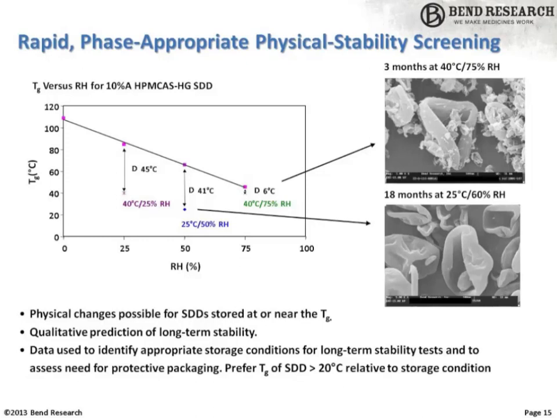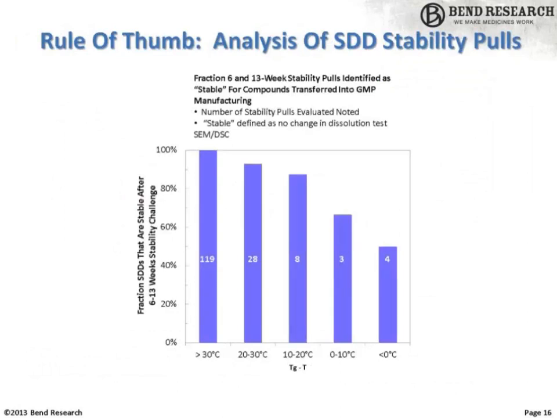In fact, at 3 months, there's a substantial crystallinity as shown in the SEM in the upper right-hand corner. But this rule of thumb analysis does a really nice job, as you can see on slide 16, in that if we have a glass transition temperature that's greater than 30 degrees above the storage temperature, 100% of the time, the samples are stable. And so just this simple physical measurement in early phase gives us quite a bit of confidence that the sample will be stable.